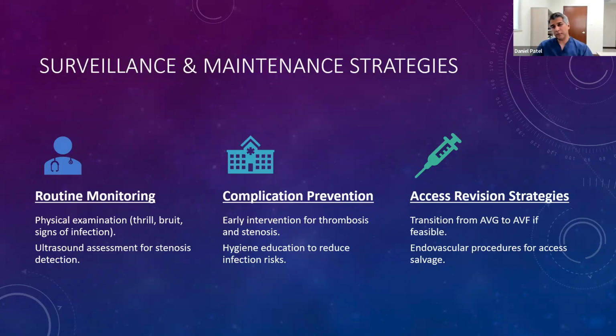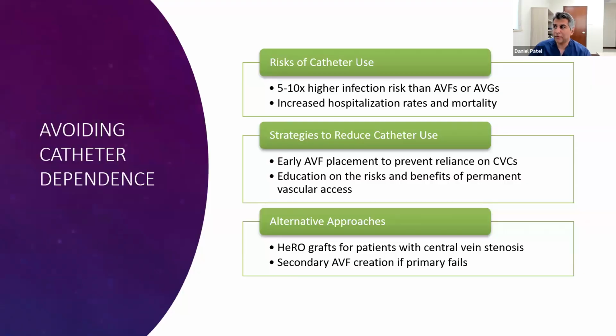And then revision strategies. When an access is not going to work, what do we do? What's the decision making? When does that decision get made? Who's involved with it? And going through those steps together to plan for revision when we need to. We want to minimize catheter use. Again, we know there are much higher hospitalizations, much higher infections. We want to reduce our catheters as much as we can.